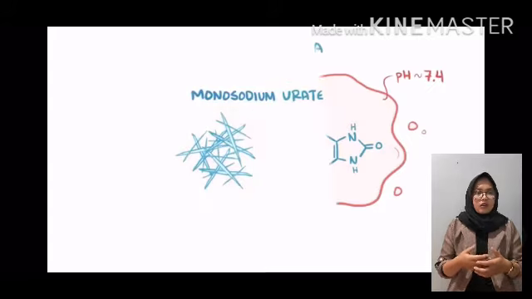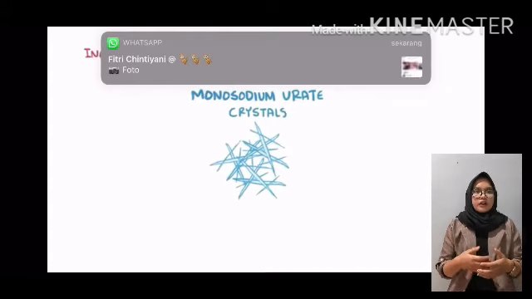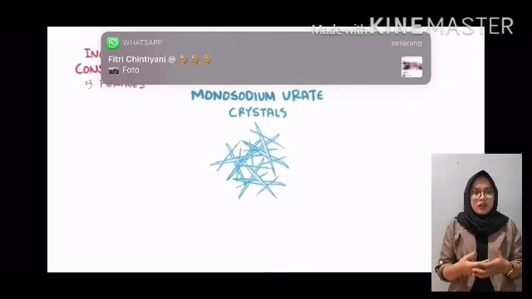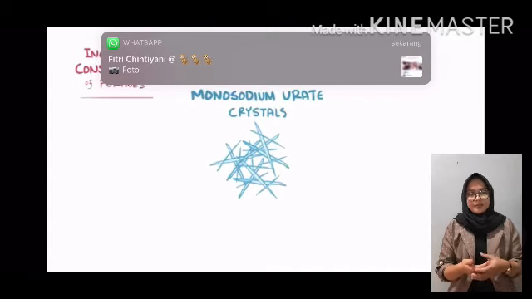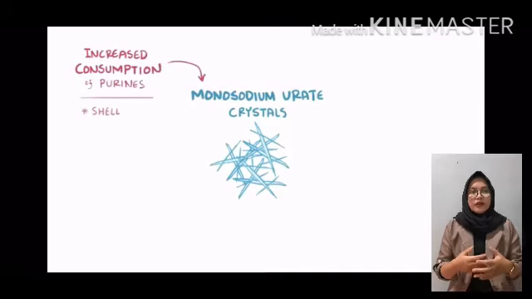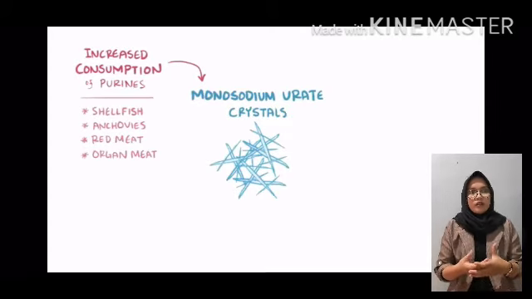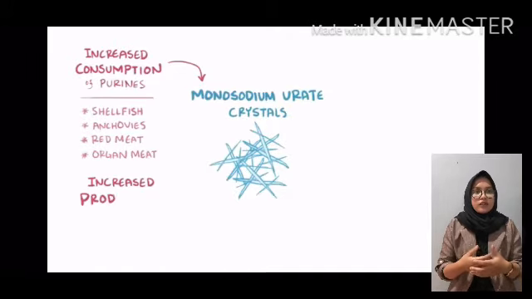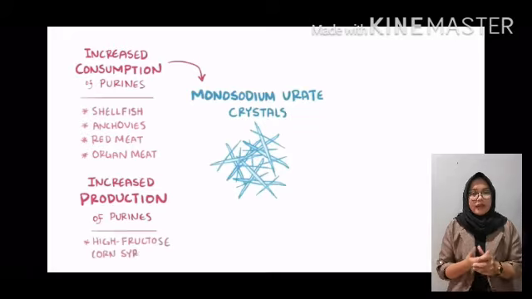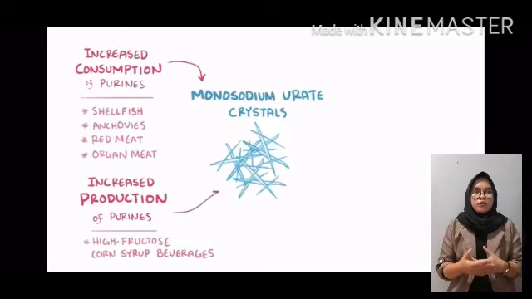The urate crystals can form as a result of increased consumption of purines, like from consuming purine-rich foods like shellfish, anchovies, red meat, or organ meat. Also, gout can result from increased production of purines. For example, high fructose corn syrup contributes to the inflammation by increasing purine synthesis.